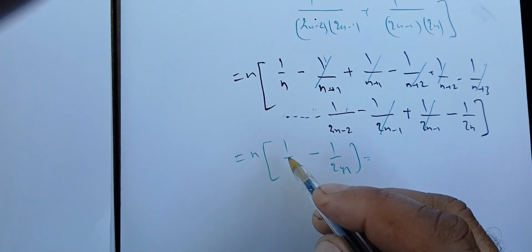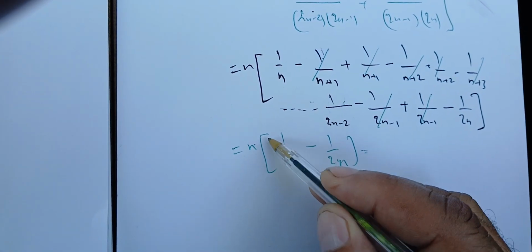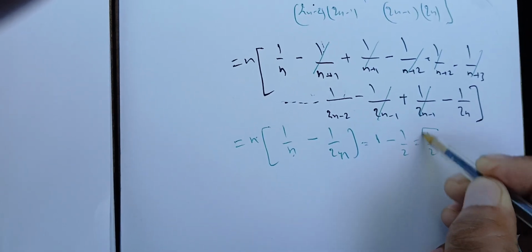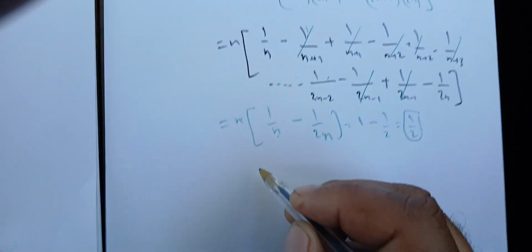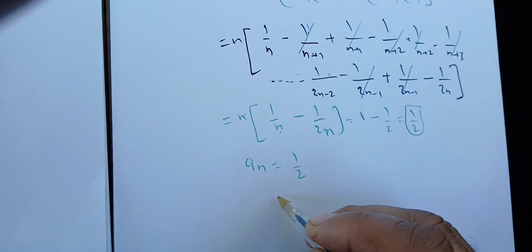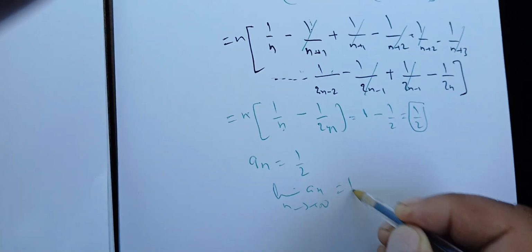Which is 1/2, because we simplify by n, we get 1 minus 1/2, which is 1/2. Therefore this whole expression is 1/2. This gives us that the limit of this expression as n goes to infinity is just 1/2.